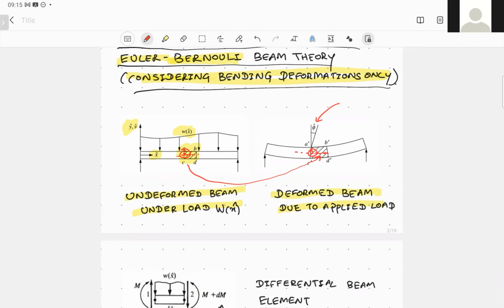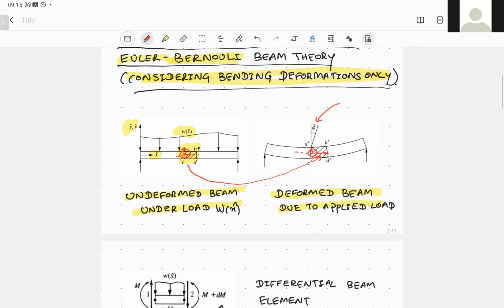But in reality, when complex deformations are taking place, we can further introduce that this axis, the centroidal axis, will not be perpendicular to the deformed plane. So using that assumption also, we can further complicate this problem.